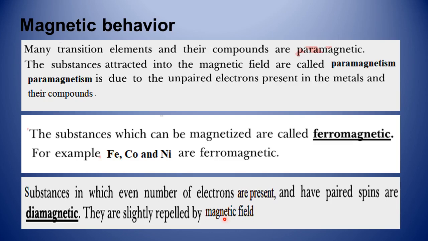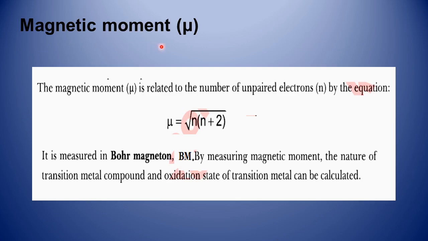Students, the magnetic moment mu can also be calculated for transition elements. The magnetic moment is related to the number of unpaired electrons, which are represented by n in the equation. So mu, the magnetic moment, is equal to the square root of n into n plus 2. It is measured in Bohr magneton, and the unit is BM. By measuring the magnetic moment, the nature of the transition metal compound and the oxidation state of the transition metals can be calculated.